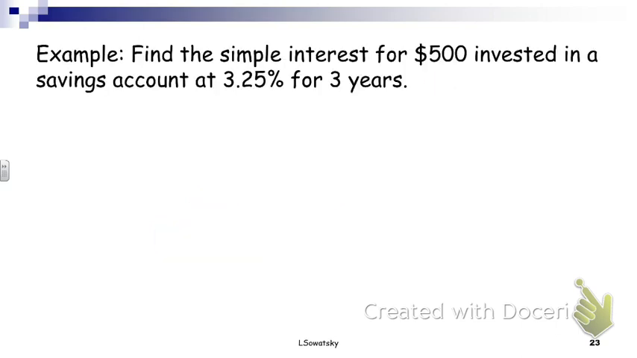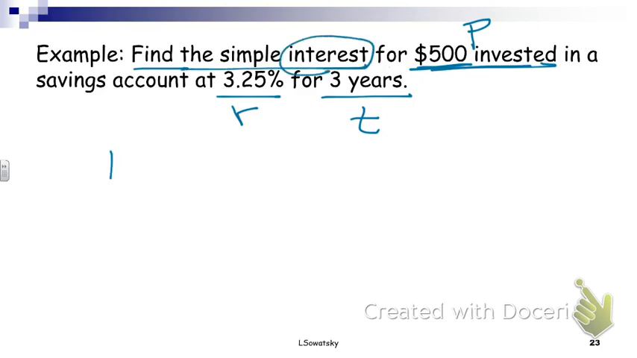All right, so let's do an example. The first one says, find the simple interest for $500 invested in a savings account at 3.25% for 3 years. So the important things to us are it's $500 invested, so that's our P. The rate is the 3.25%. The 3 years, that's our time. And we're finding the interest. It's simple interest, so that means we're using I equals PRT.